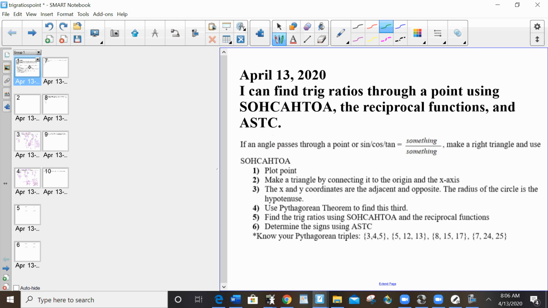So if I refer back to my notes here, we're going to plot the point. We're going to make a triangle. We did that. The x and y coordinates are the adjacent and opposite. The radius of the circle is the hypotenuse. We're going to talk about that in a little bit. Use Pythagorean theorem to find the third side. We did that. Find the trig ratios using SOHCAHTOA and the reciprocal functions. We did that. 6. The final step: determine the signs using ASTC.